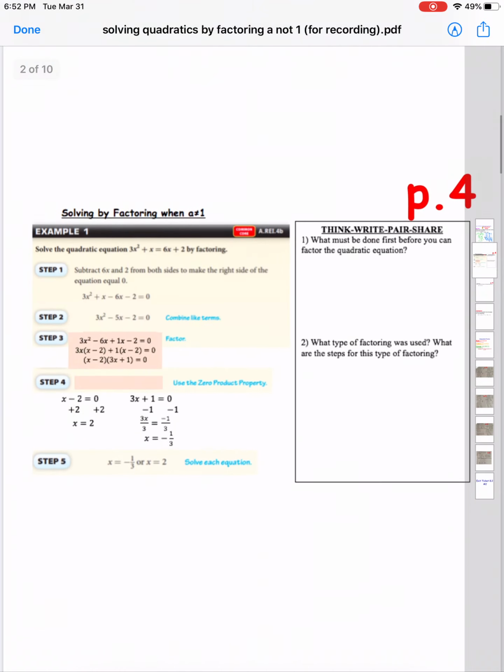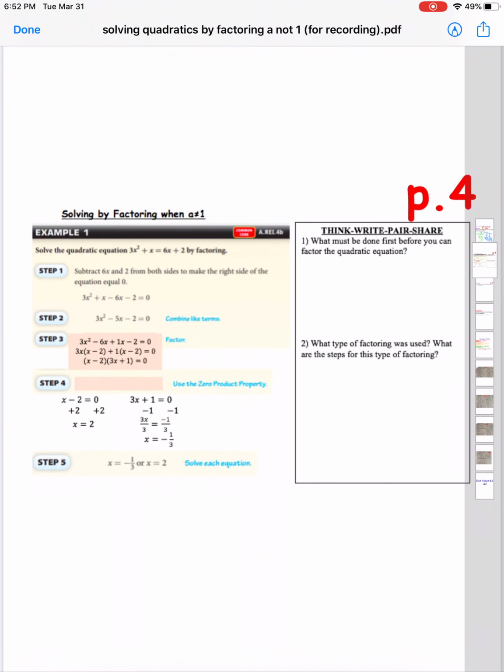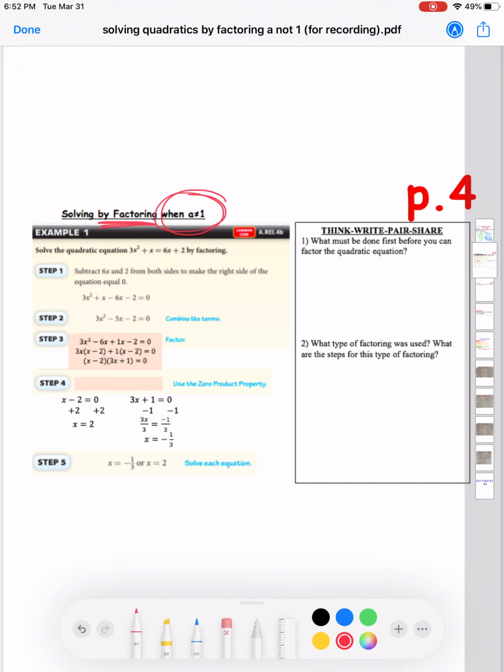Moving into this lesson, you should still be looking at your packet, Solving Quadratic Equations Part 2. We're going to pick it up on page 4. We're still factoring in this lesson, but now we're going to be factoring when the a values are not 1, meaning we have some other number out front. So I want you right now to pause this video. Please read through example 1 and try to answer your 2 think-pair-share questions.